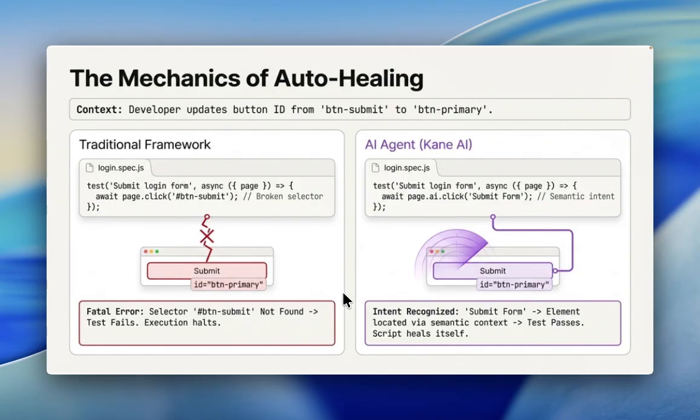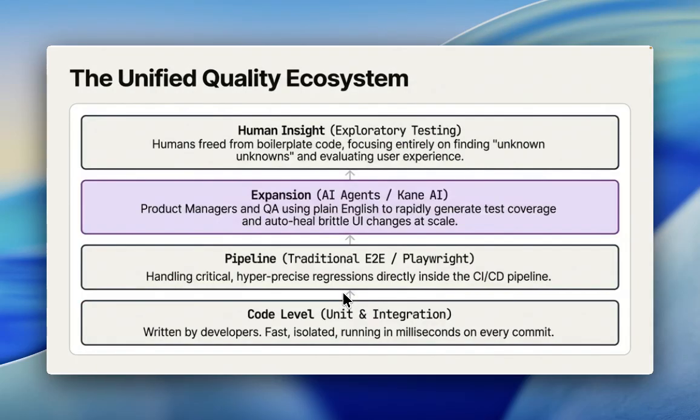The mechanics of auto-healing. A developer updates an ID from btn-submit to btn-primary. Traditional framework: test submit login form, async, await page.click btn-submit, fails with error: selector btn-submit not found, test fails, execution halts. AI agent, Kane AI: test submit login form, async, await page.ai.click submit form. The intent is recognized, the submit form element is located via semantic context, the test passes, and scripts heal themselves.